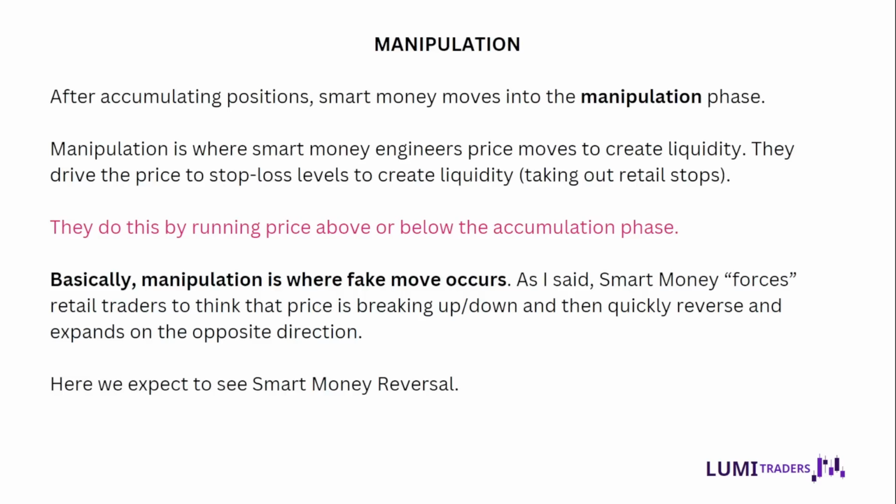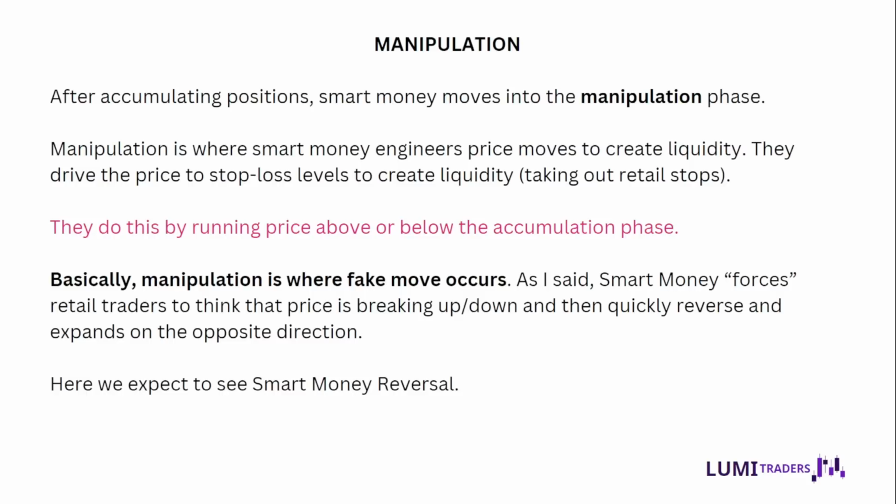Okay, after accumulation, we can anticipate manipulation. After smart money accumulated their position, they move into the manipulation phase. Manipulation is where smart money engineers price moves to create liquidity. They drive the price to stop loss levels to create liquidity. Basically, we know that they're trying to take retail stops.